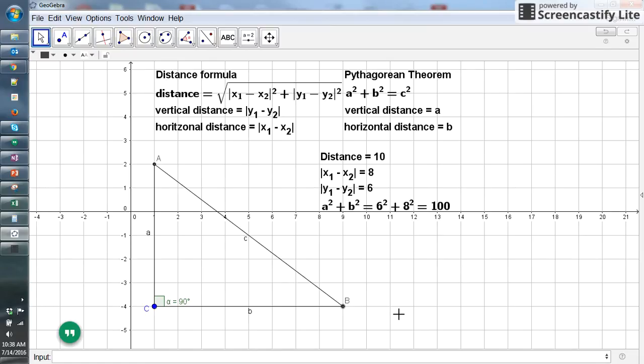I hope that this video helps explain where the distance formula came from and how it relates to the Pythagorean theorem, which might help you remember the distance formula, because you do have to have that memorized.